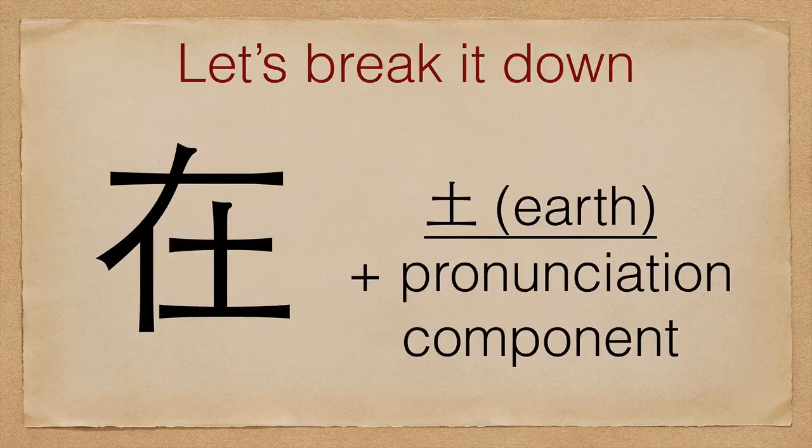Okay, so let's break this character down into the components. The key component, or the radical in this character, is the one which I've underlined, 土. As you can see, it's on the bottom right-hand side of the character, and this means earth. So this is slightly related to the meaning of to be in a place, the earth idea. And then the other part of the character is actually a component which originally suggested the pronunciation, as it's a little bit like 才, another character. But we don't need to worry about that too much. Just be aware that the key component of this character is actually 土, earth. That might help you to remember it.